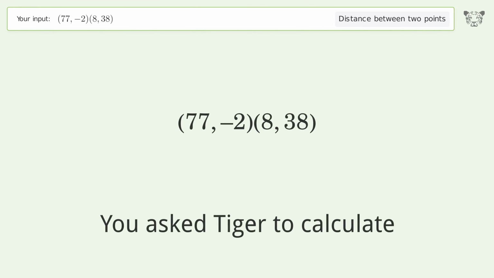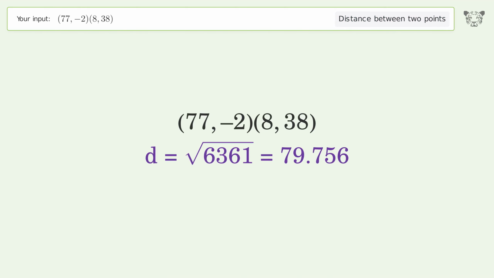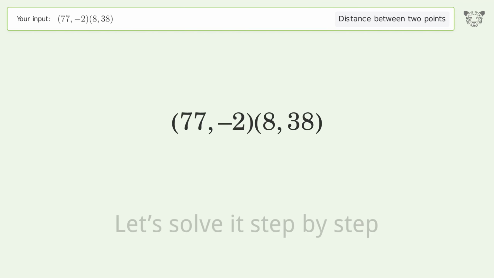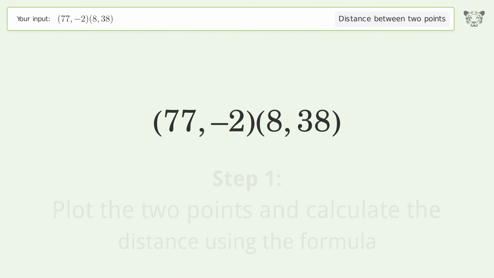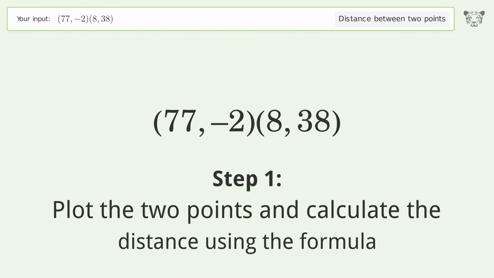You ask Tiger to calculate. This deals with the distance between 2 points. The distance between the 2 points is the square root of 6,361, or 79.756. Let's solve it step by step. Plot the 2 points and calculate the distance using the formula.